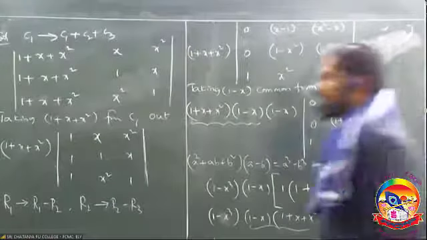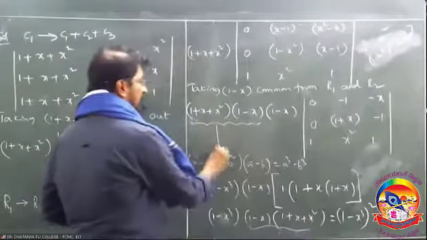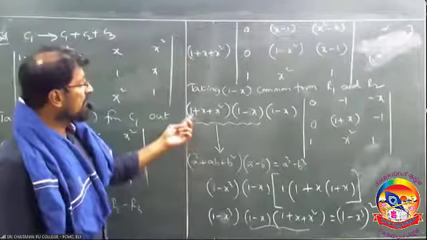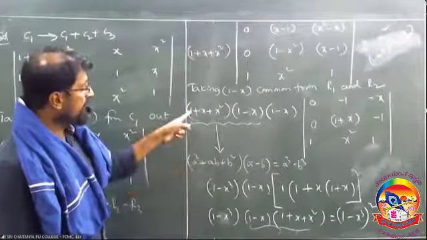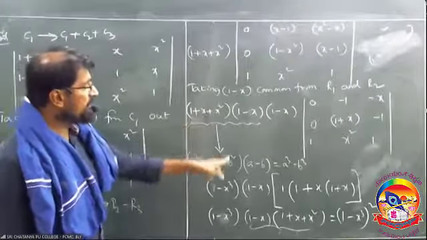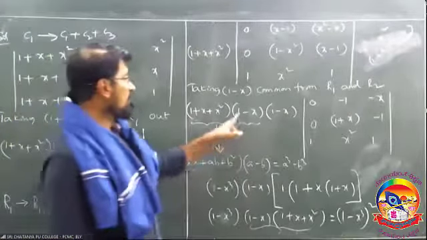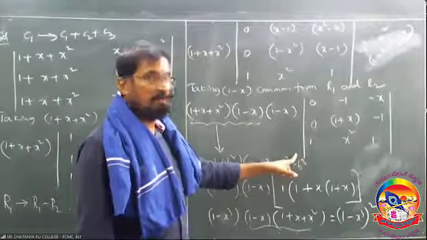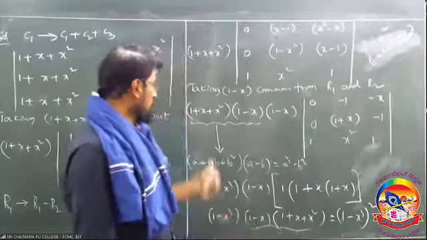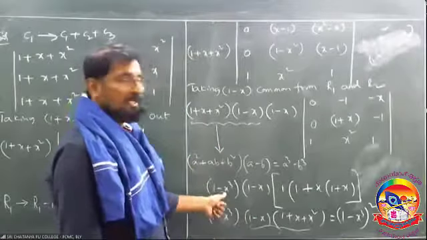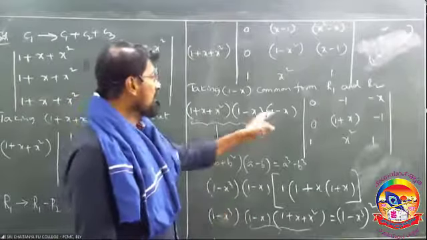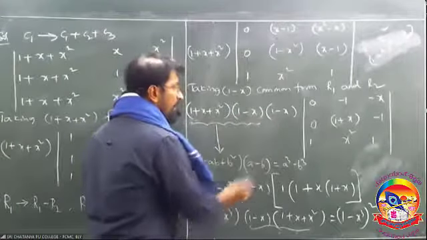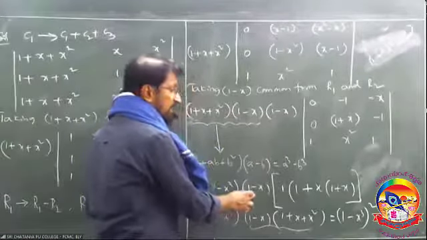And here, this is in the form of, I am writing this formula. See here, I wrote this formula here already, right? A square plus AB plus B square into A minus B is equal to A cube minus B cube. So this becomes A cube, 1 cube minus B cube, X cube. Already that means this part can be written like this, and 1 minus X as it is.